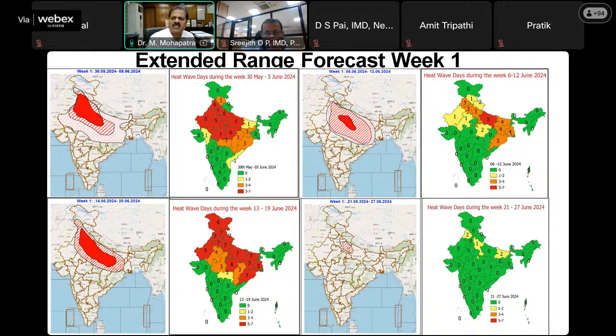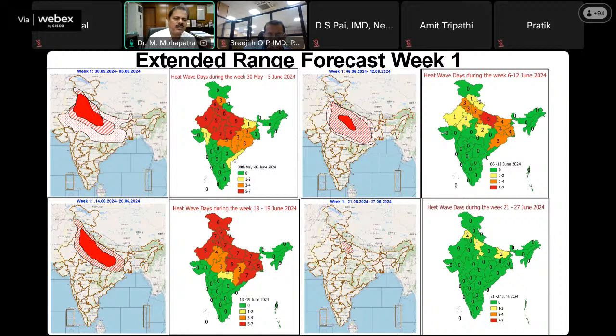So this is for the period 6 June to 12 June. This is the forecast, and this is the 14th June to 20th June. This is the forecast, and this is the actual. And this is the 21 June to 27 June, and this is the actual. So what you find is that the area, the trend, and the intensity of the heat wave conditions could be predicted well in the extended range up to 2 weeks.